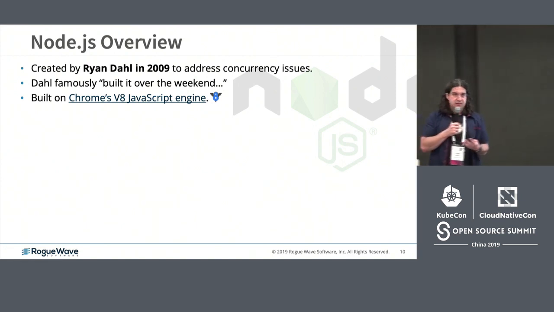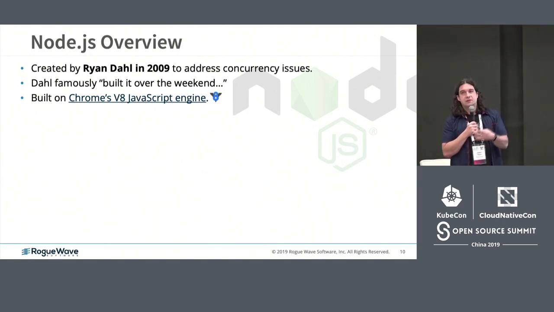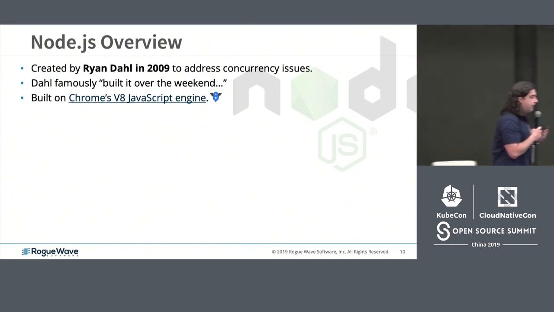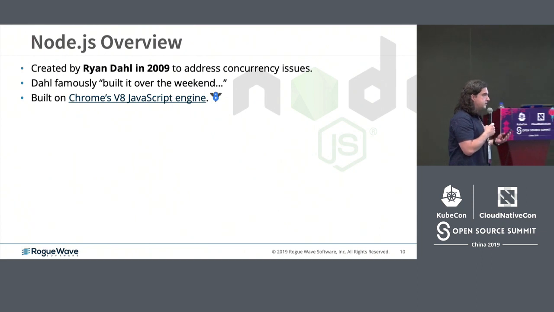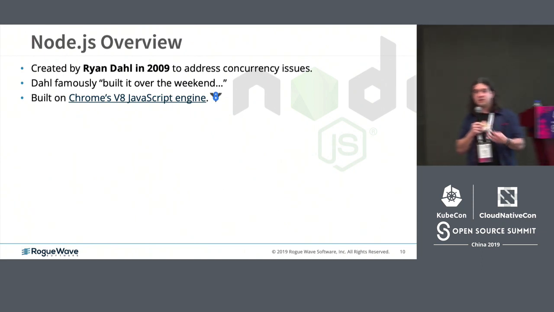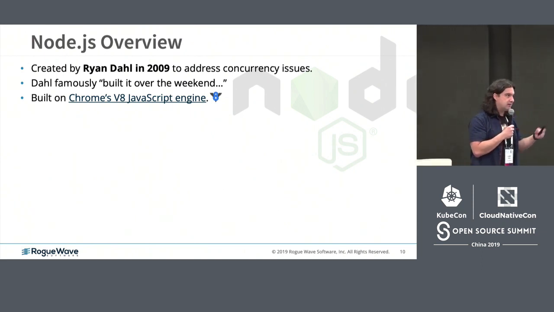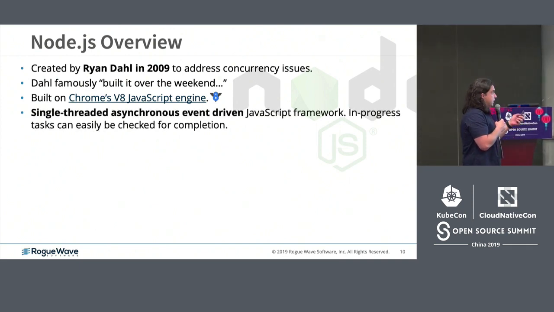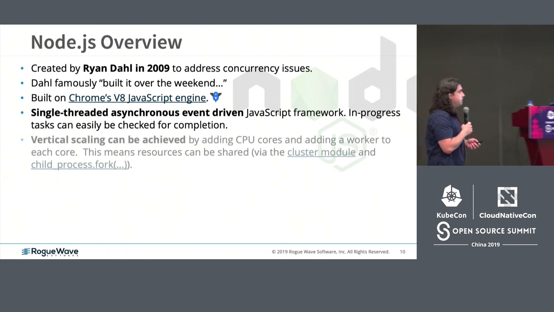So again, this is important. Node.js does not use its own JavaScript engine, right? It uses an industry standard engine. But what it really does is layer some tools in front of that engine that allow us to do concurrent coding. And if that doesn't make sense right now, don't worry, it will in a minute. We'll see a picture. It is single-threaded, asynchronous, event-driven.